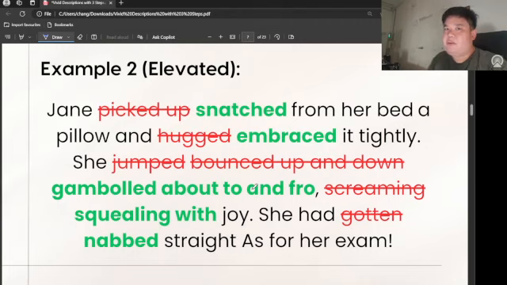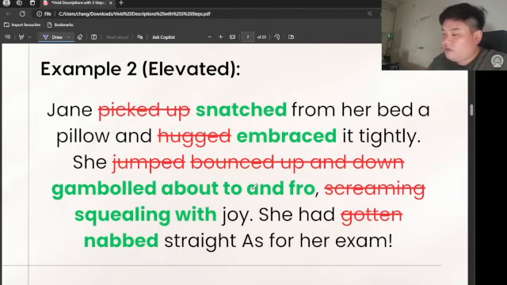Squealing with joy. So instead of saying screaming, right? Because while both words, screaming and squealing, suggest a very high-pitched sort of screaming, screaming can also be used in contexts of, let's say, fear. So if a person is scared of something, then if you use the word scream, that can work as well. But instead, use the word squealing. So you can imagine, okay, I'm not gonna try and mimic the voice here, but you can imagine like a girl just squealing in happiness, okay? And instead of saying she had gotten straight A's for her exam, she had nabbed straight A's for her exam.